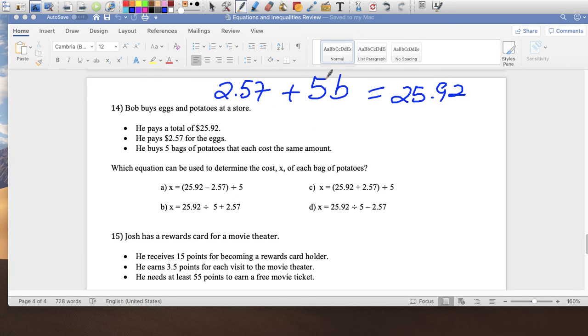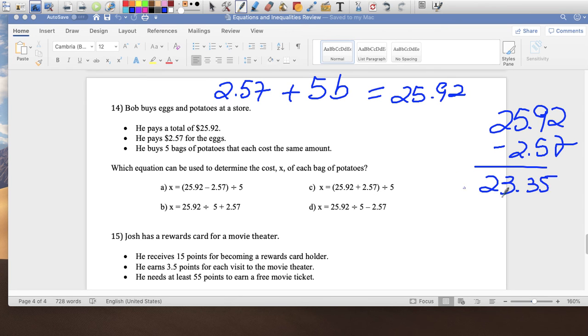But think about what we're trying to find. I'm trying to find x or b, the cost of the bag of potatoes. So in order to do that, what would you do? Well, I would take $25.92, and the first thing I would do is subtract the eggs. So I got $25.92. If I subtract the eggs, I'm going to have this much left over.